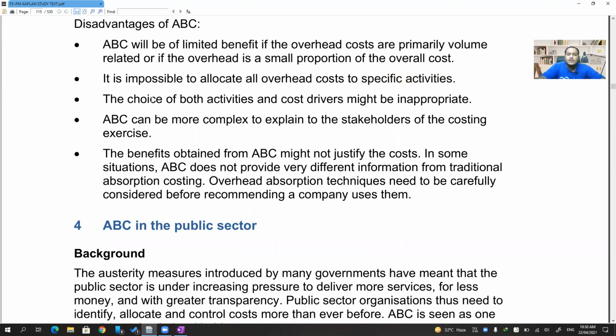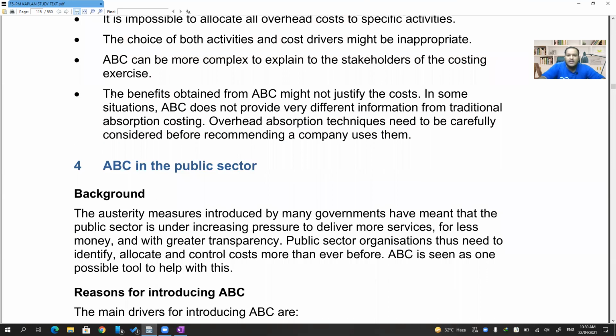Okay. See, choice of activities and cost drivers might be inappropriate. You may choose a wrong cost driver sometimes. ABC is more complex, and benefits obtained from ABC might not justify the costs. So sometimes in order to do ABC, you need so much information. First, you need to gather information relating to your cost pools. What are the different cost pools? Identify different cost drivers. Observe and calculate the overhead absorption rate.